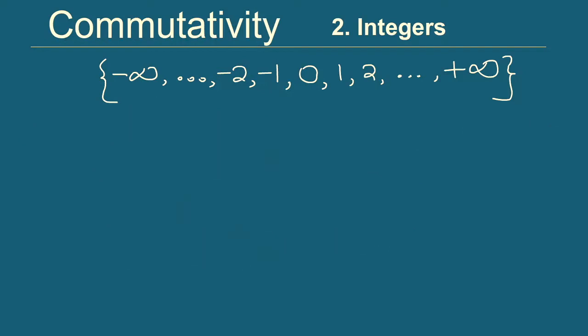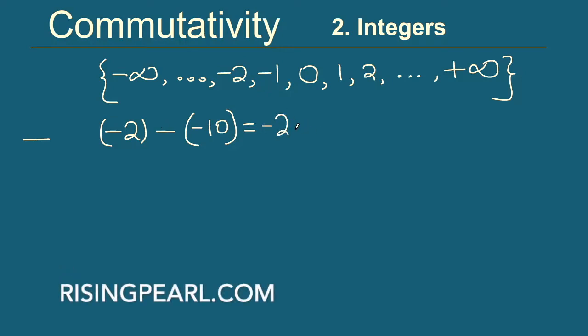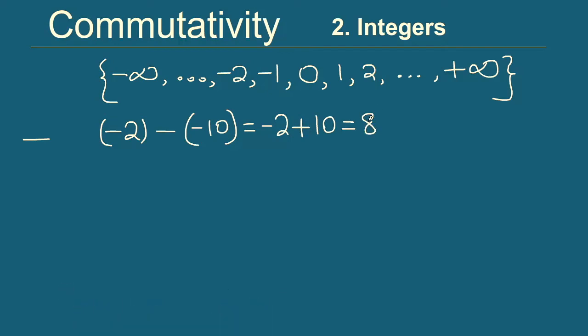Now let's explore subtraction. So let's take 2 integers again. So let's say we take minus 2, and our second integer is a negative integer. So let's say minus 2 minus minus 10. So let's do this operation, see what we get. So this will be minus 2, minus minus will become plus, it will be plus 10. So 10 minus 2 is simply 8.